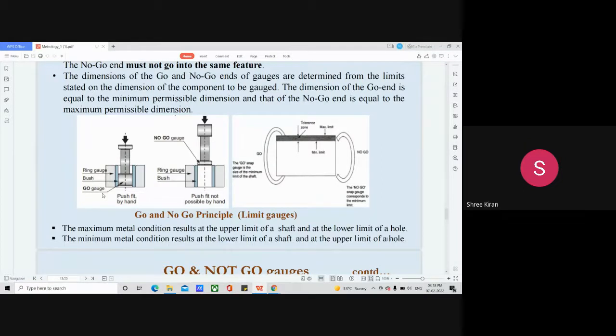Okay, so mainly we will be discussing plug gauges and snap gauges, everything, feeler gauges. There are so many gauges, right? You can check the notebook. At least you might have written the topic name itself.